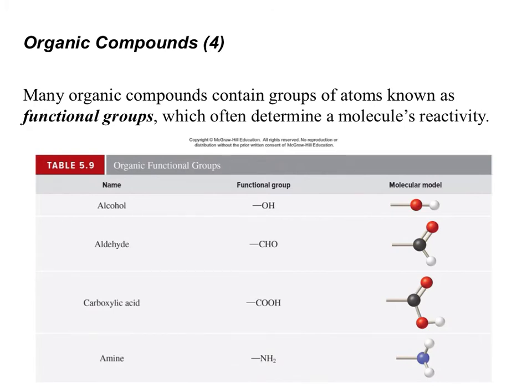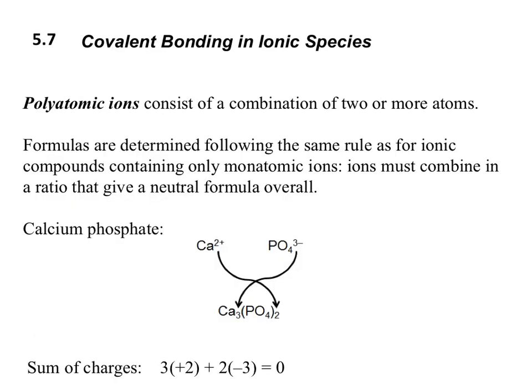And finally, amines have a nitrogen with 2 bonds to hydrogen. You may be familiar with amines from, say, amino acids, which are a mixture of amine and carboxylic acid in the same molecule. Covalent bonding in ionic species.